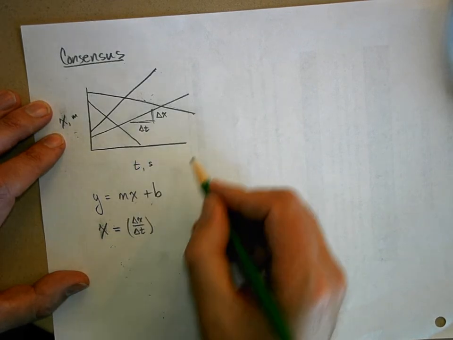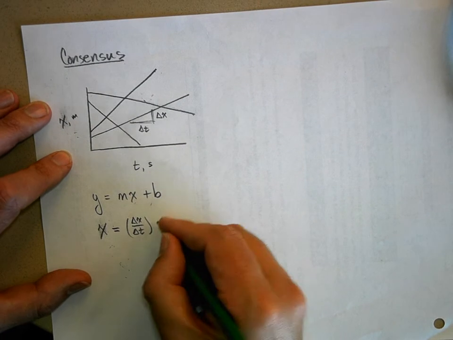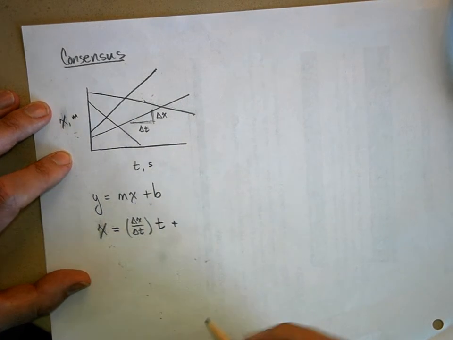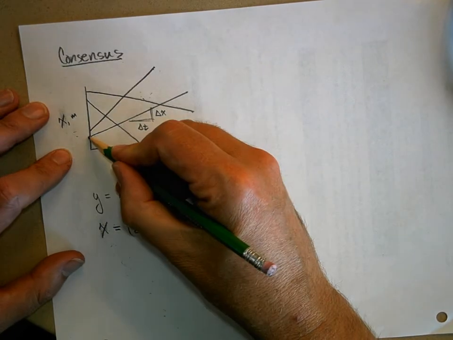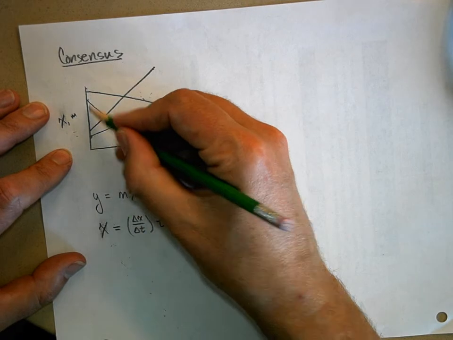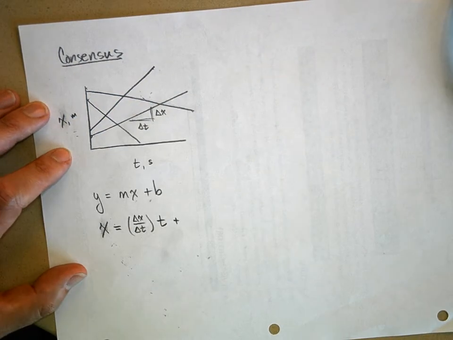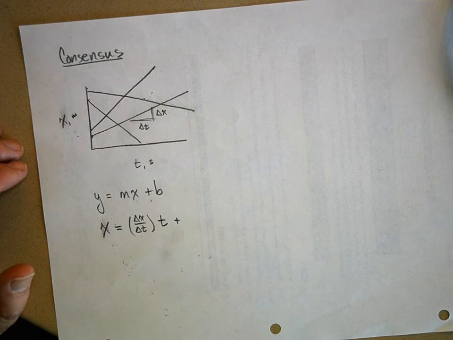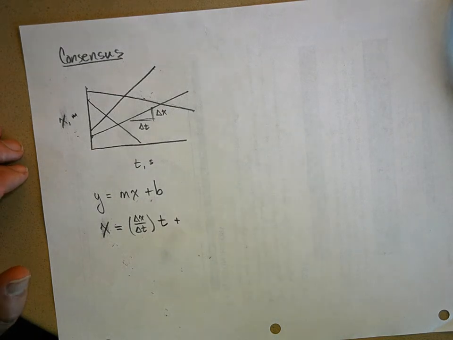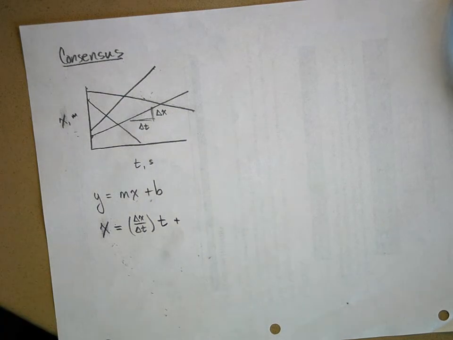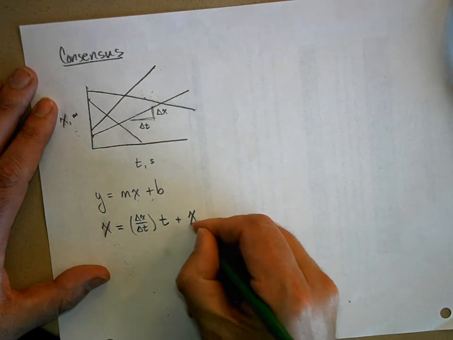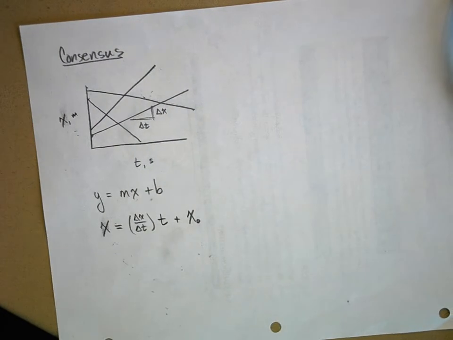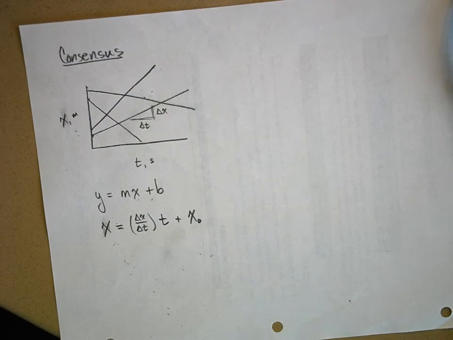What's our horizontal quantity? Time. Plus, and then what is this? Well, for all of these, it was the position of my buggy car when time was equal to 0, right? My starting position, the position when time was 0. So we're going to call this x naught.